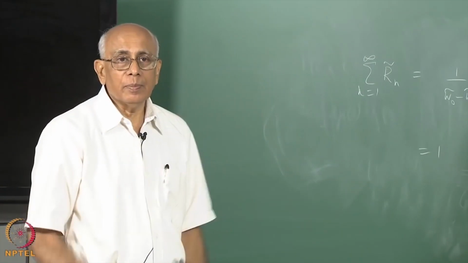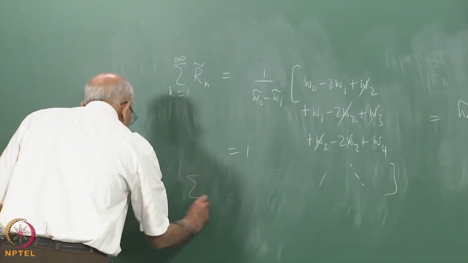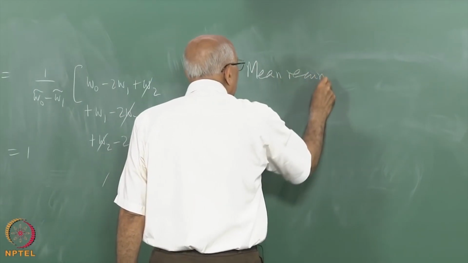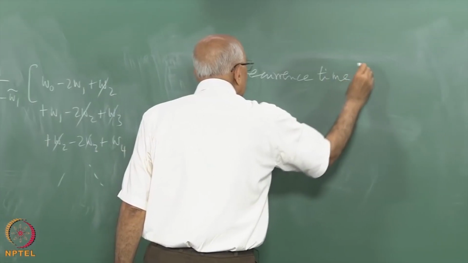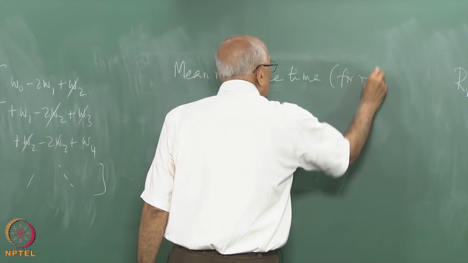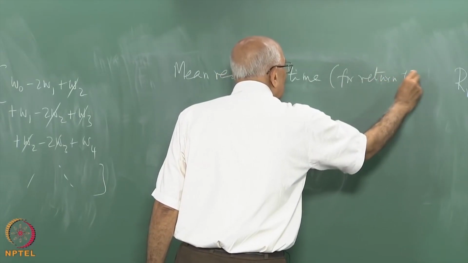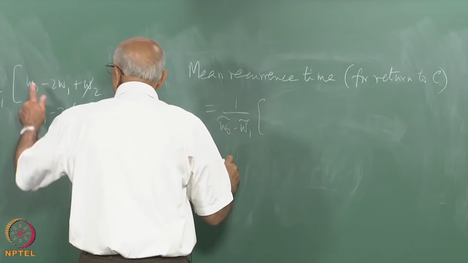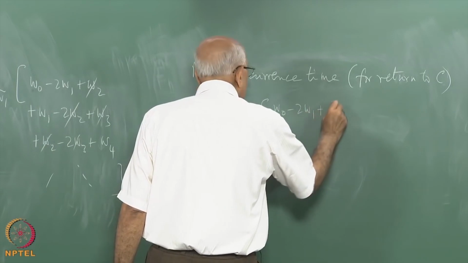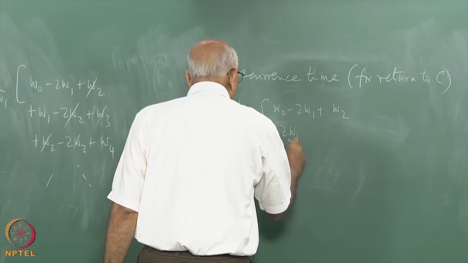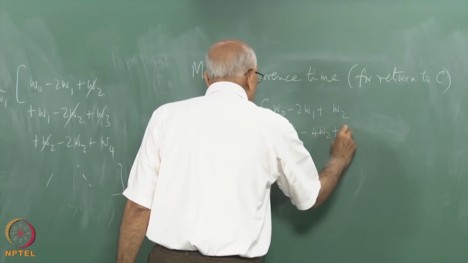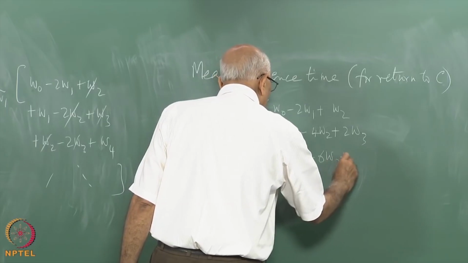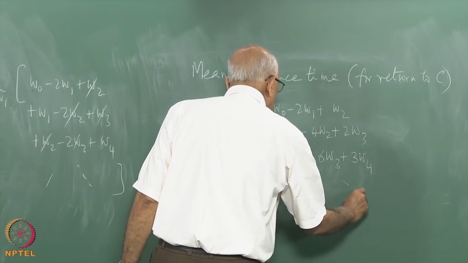So now we can ask what is the mean time to come back, the mean recurrence time for recurrence to C, for return to any C. This is equal to 1 over W0 minus W1 tilde times 1 times this guy, so it is W0 minus 2 W1 plus W2, plus 2 times this guy, so it is 2 W1 minus 4 W2 plus 2 W3, plus 3 W2 minus 6 W3 plus 3 W4 and so on.